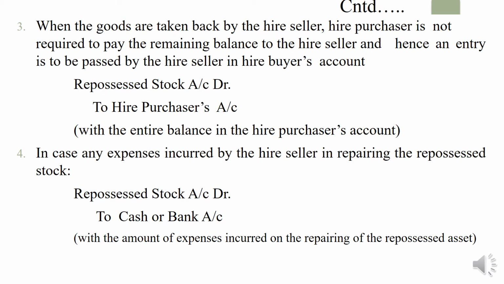Here you have to open a new account called Repossessed Stock Account. The Repossessed Stock Account is debited and the Hire Purchaser Account is credited with the entire balance in the hire purchaser's account.